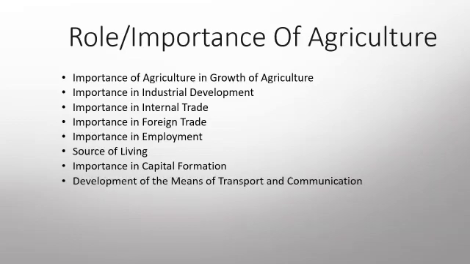Another importance lies in the development of the means of transport and communication. Agricultural production can be brought from one place to another by various means of transportation like rails, roads, and water transport. Due to this reason, means of transportation and communication have also developed.